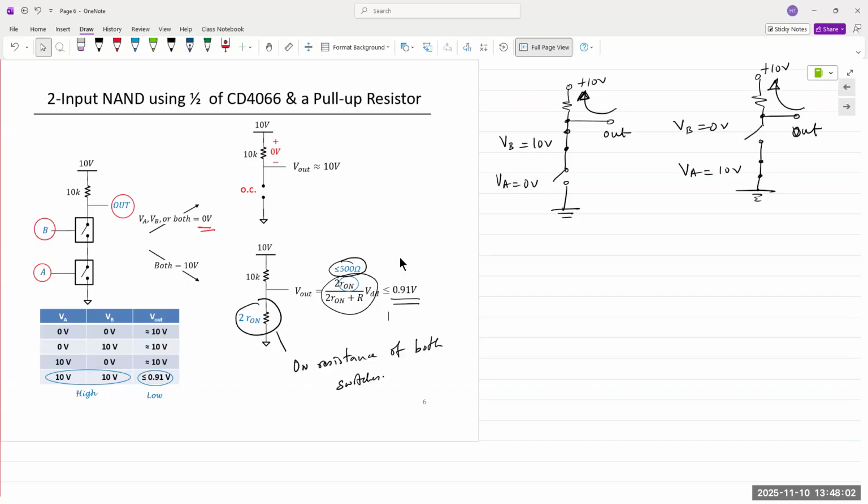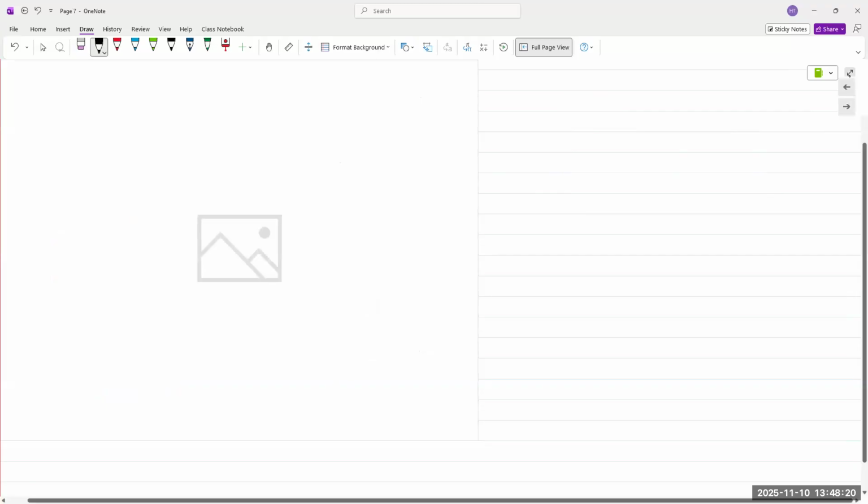The question being asked is, if we use a pull-down resistor instead of a pull-up, would this become a NOR gate? OR gate, OR? Okay, OR. Let's see. I don't know. I'd have to sit and analyze, but that's a good question.